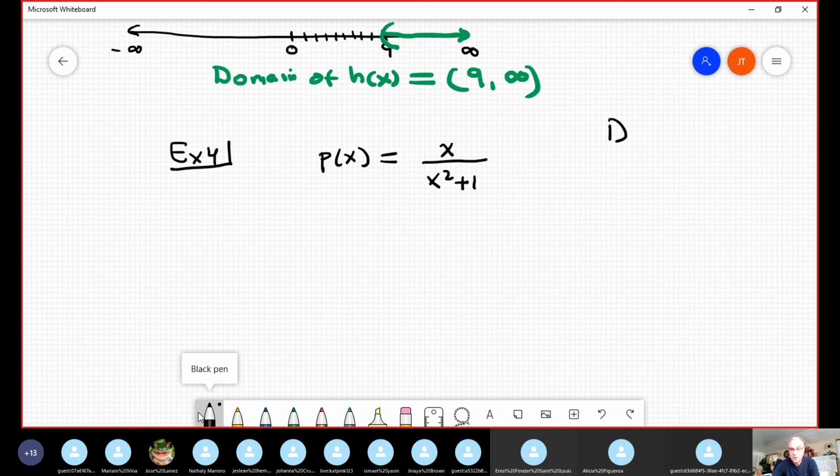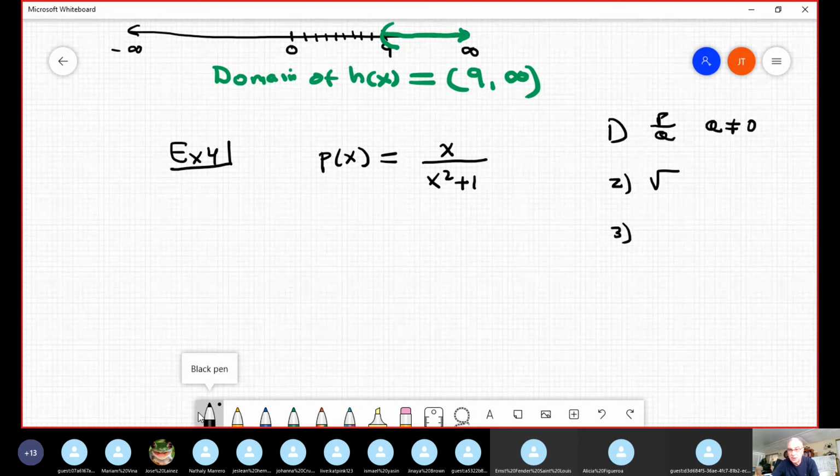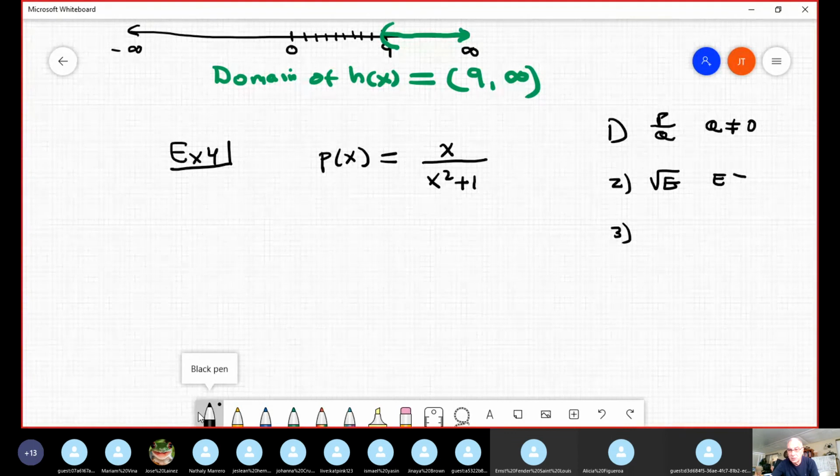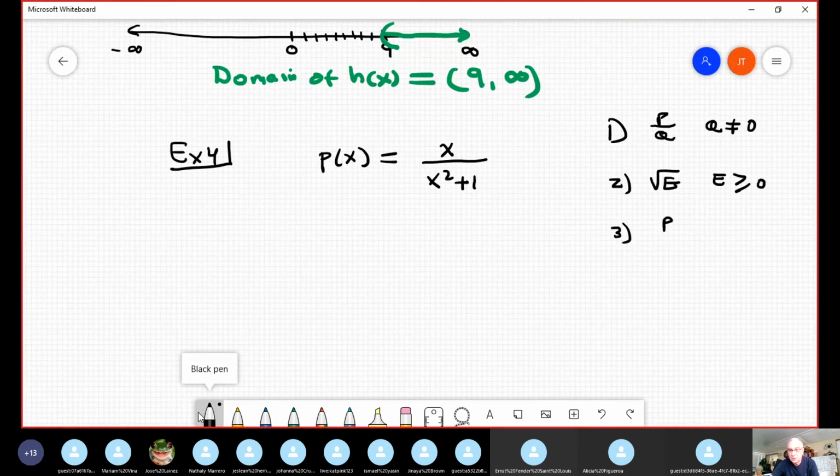Again, repetition. The 3 classical restrictions. P over Q, Q non-zero. Radical E non-negative. P divided by radical E just positive. In this example, we have no radical, so this and this don't work. The only possibility that works is the first one, the denominator non-zero. The denominator is x squared plus 1, non-zero.